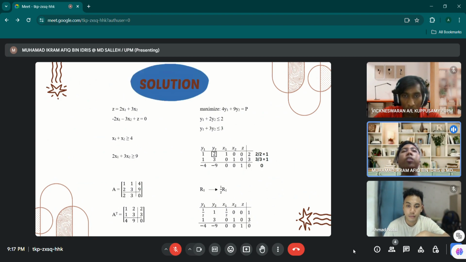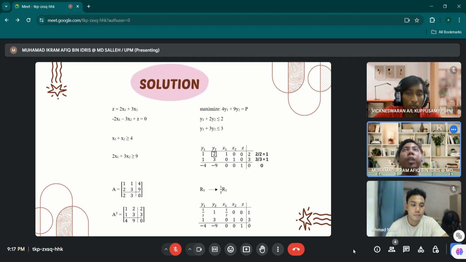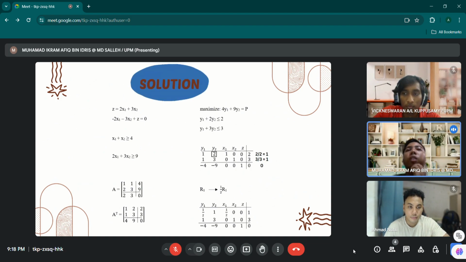For the first step, we need to convert the minimize problem to a maximize problem. Firstly, we need to transpose the matrix of the z. I will pass to Vickneswaran for the solution to maximize it.